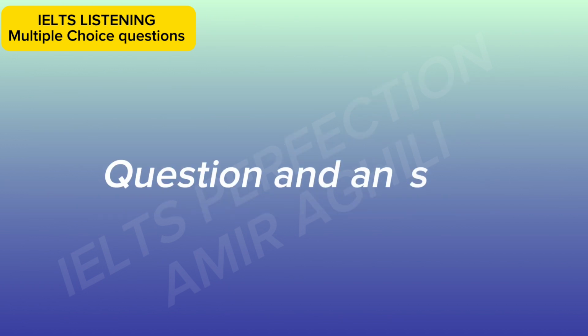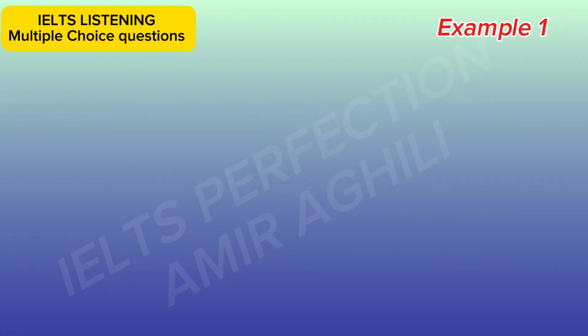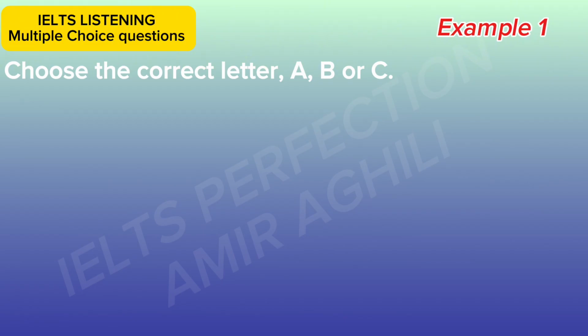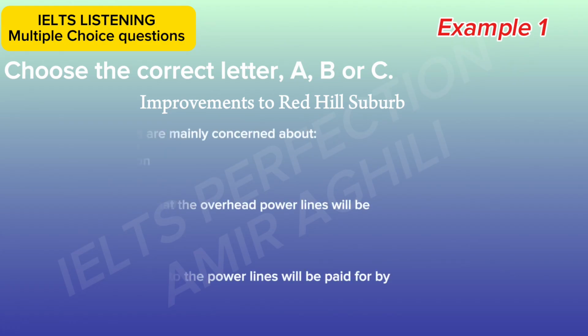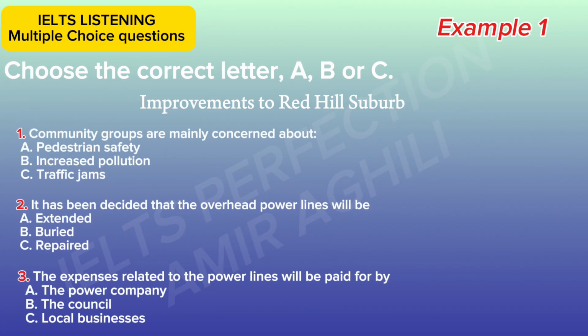Now let's move on to real IELTS question and answer. So here in this example, we have a type 1 question. You need to choose one item among 3 options. So the very first thing to do is read the instruction and question and find keywords in the questions.